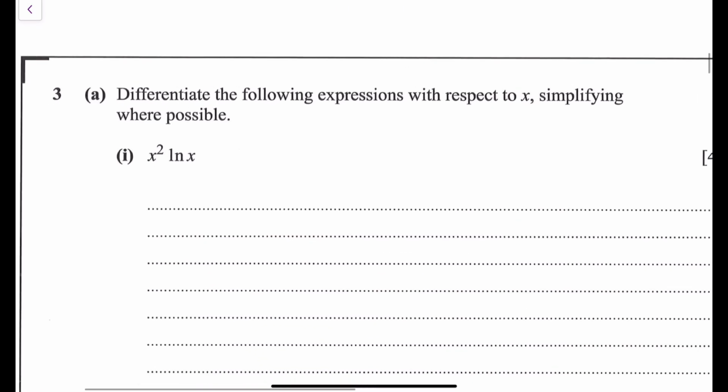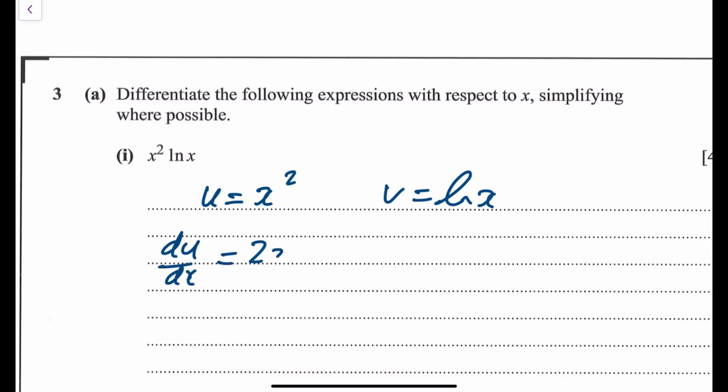Okay, differentiation question here. It says differentiate the following expressions with respect to x, simplifying where possible. So this is a product. I'm going to write my u is equal to x squared, and my v is equal to ln of x. So du by dx is equal to 2x, dv by dx is equal to 1 over x.